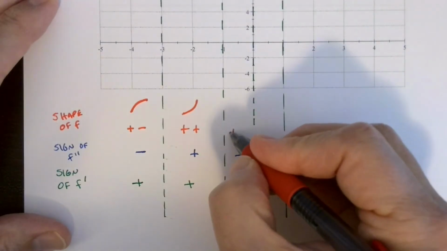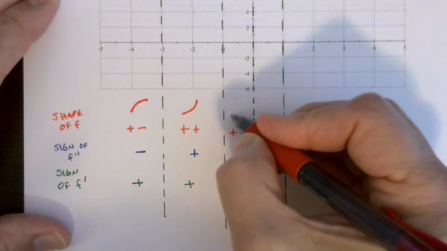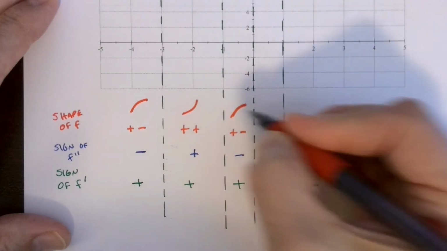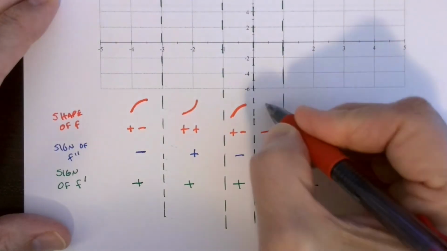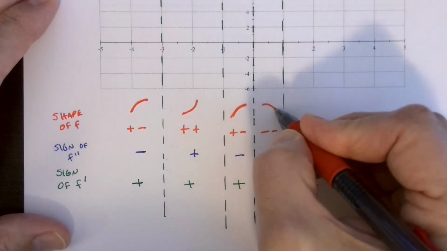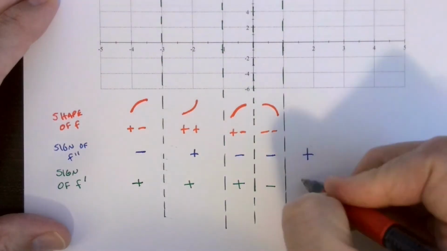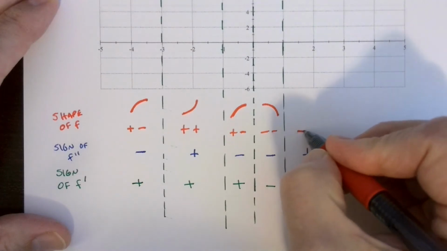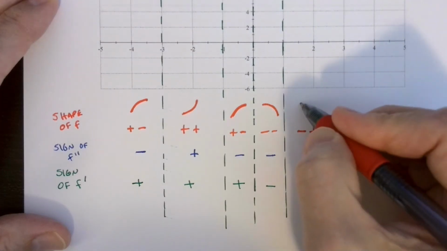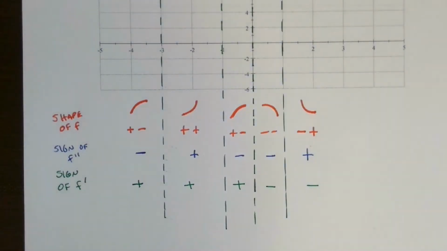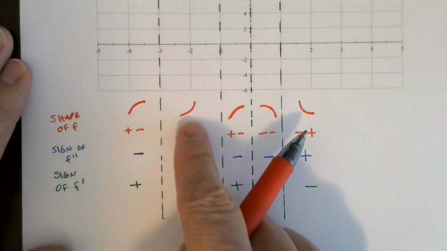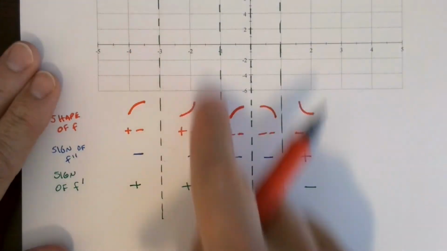Plus minus, right? Back to that shape. Minus minus. So now we're decreasing, concave down. So going down, but we're concave down. And then minus plus, decreasing but concave up. Okay, so there's my pieces, so to speak, of the graph that I want to click into place up here.